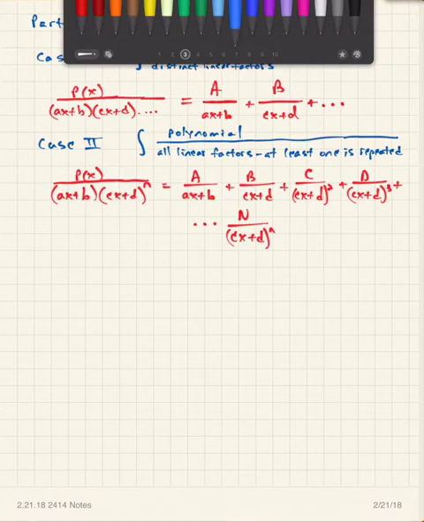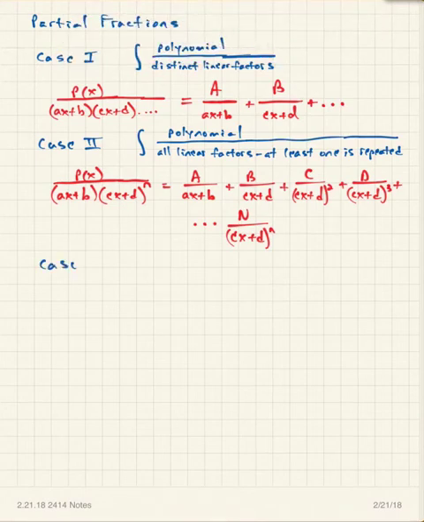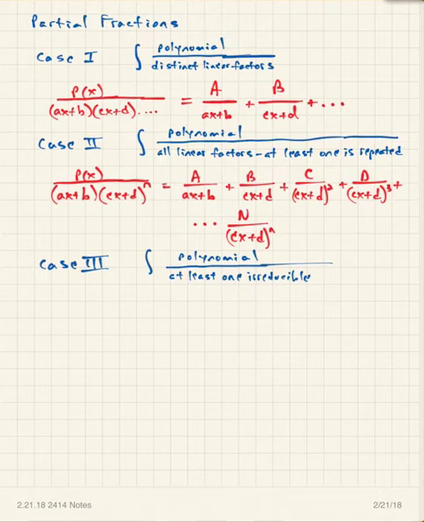All right. We're going to write down all the cases, and then we're going to kind of take a survey of all the different possibilities, and we'll work through some examples. I'm going to show you some ways to approach these things. So case 3 is that you have a polynomial in the numerator, and in the denominator you have at least one irreducible quadratic factor. Now that means a quadratic factor that is not factorable. You can't break it down into linear factors.